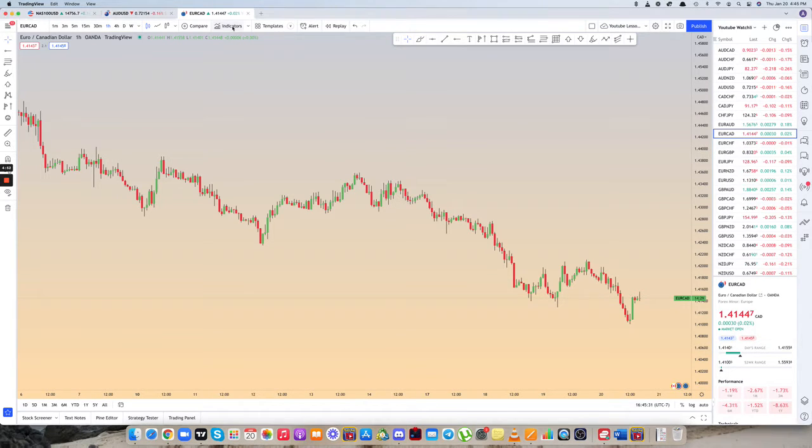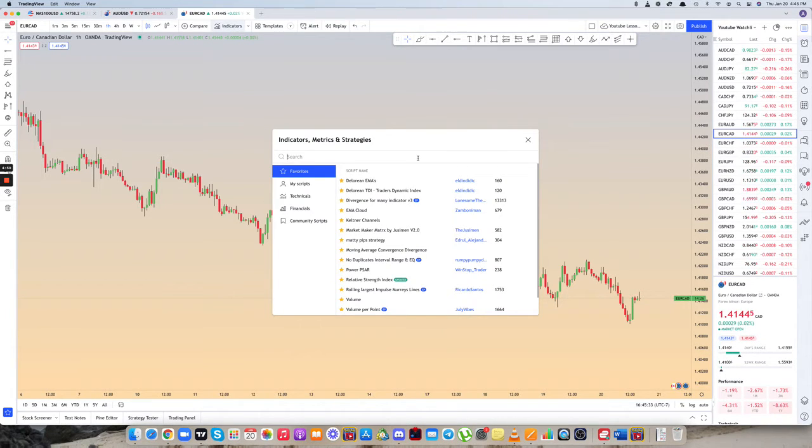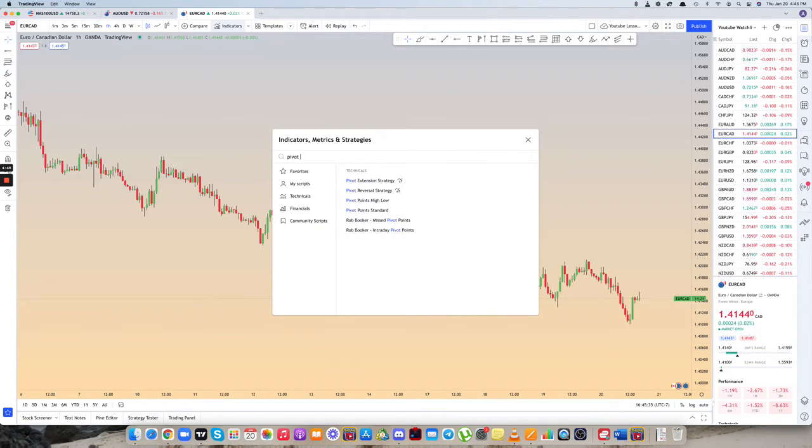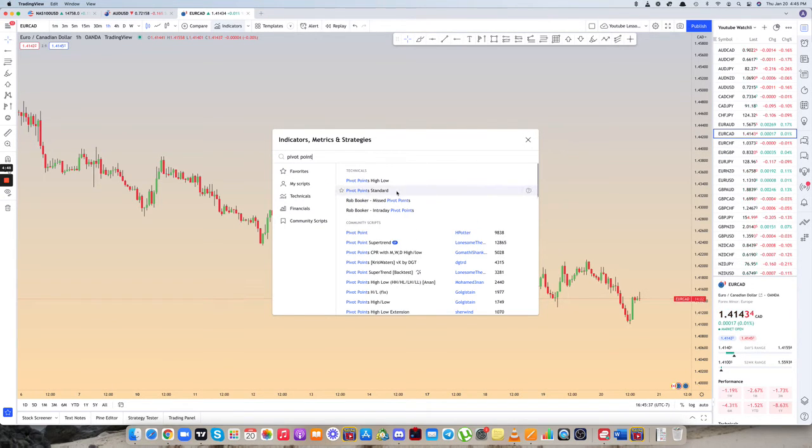The first thing we do is hop onto this tab here and type in pivot points. And the standard one is the one we want to use. If you want to play around with any of the pivot point indicators that were created by users of Tradingview, feel free to try that out. For the purpose of this tutorial I will be using standard.